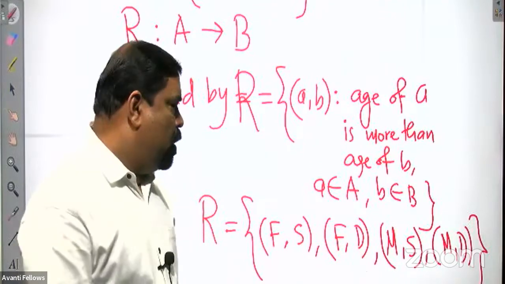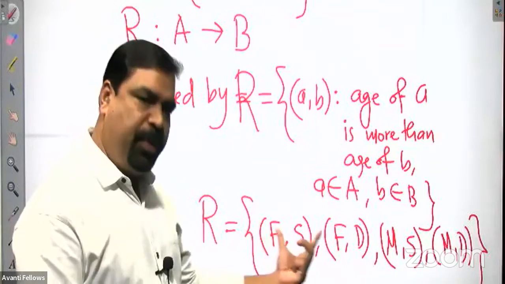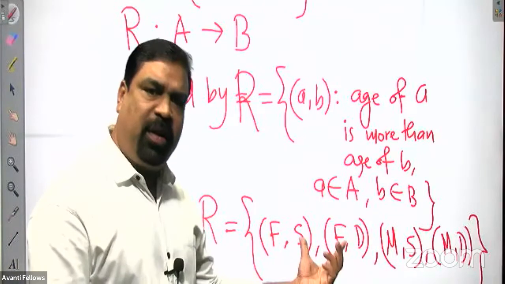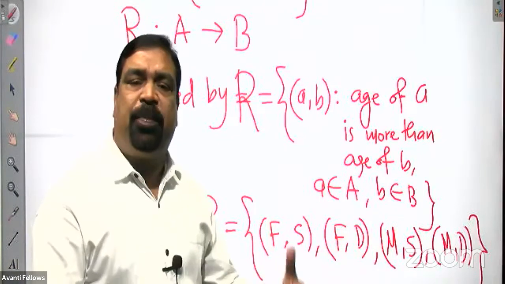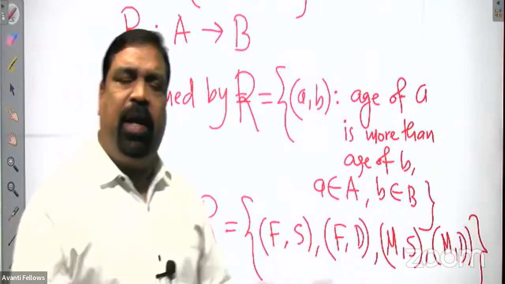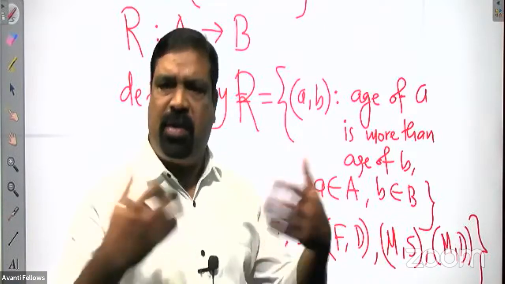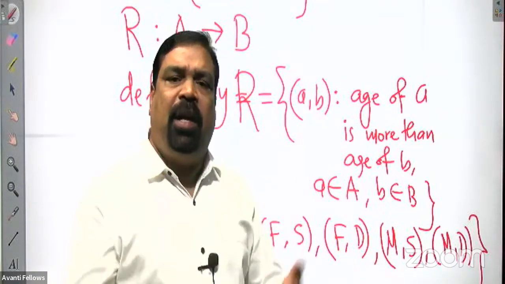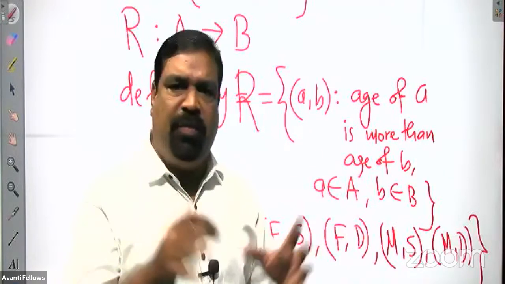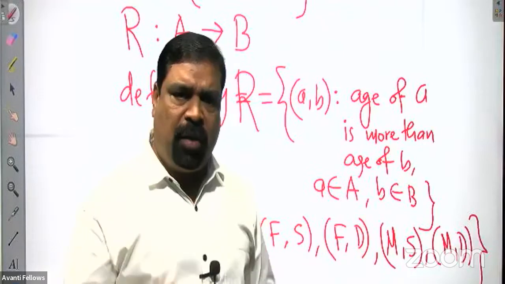So every element is a subset of A cross B. That's the meaning of a relation. Any relation is a subset of A cross B. In particular, A cross B itself is also a relation. That is called a universal relation. And the empty set is also a subset of every set. We know that. So that is also a relation, known as the empty relation. Trivial cases only.